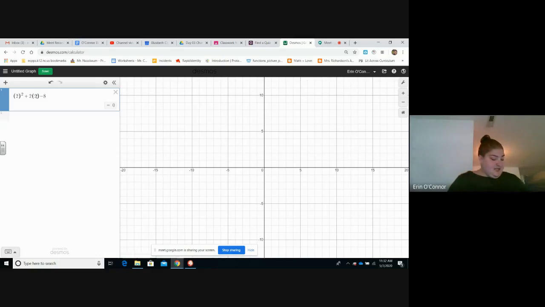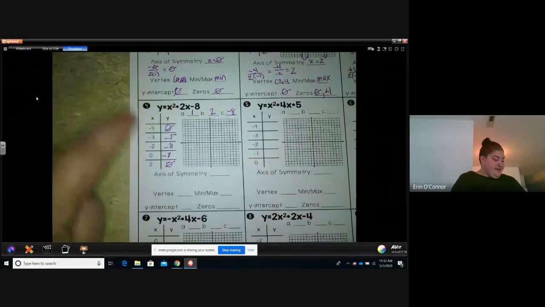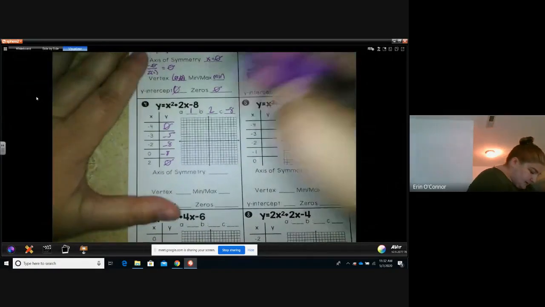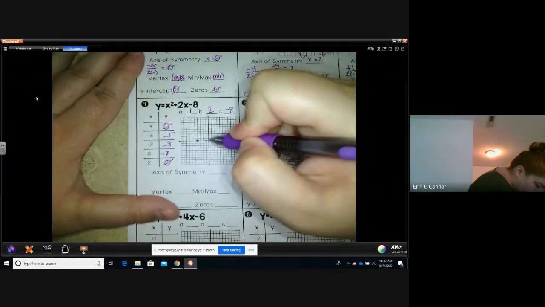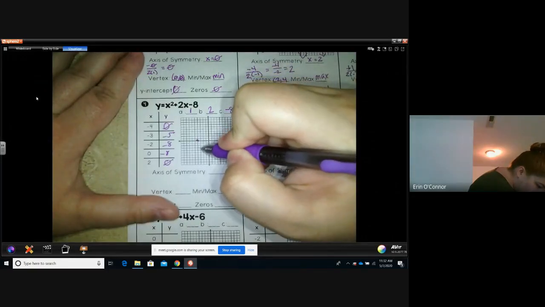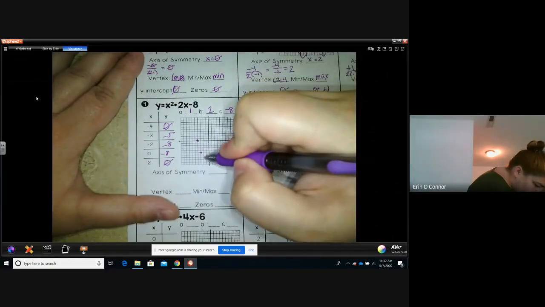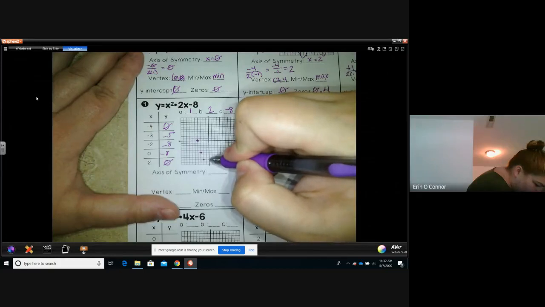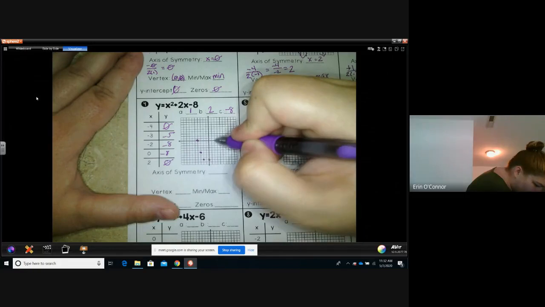Now, the reason that this isn't perfectly lining up like our last one is that we don't have the same difference between the x's. So that's why it's going to be a little bit different. Let's plot these. We have -4, 0, -3, -5, -2, -8, 0, -8, and 2, 0.